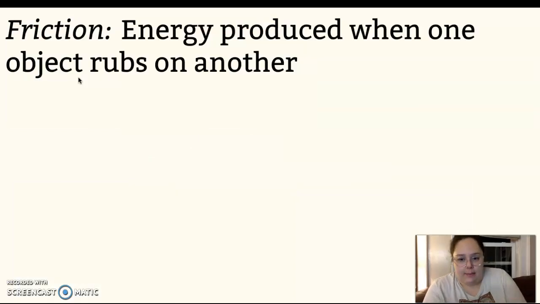When heat energy happens, oftentimes this is due to friction, and friction is energy produced when one object rubs on another. And I want you guys to do this right now. Put your 2 hands together and then just rub them together. After 3 or 4 rubs, you should start to feel a little bit warm. And you just represented friction.